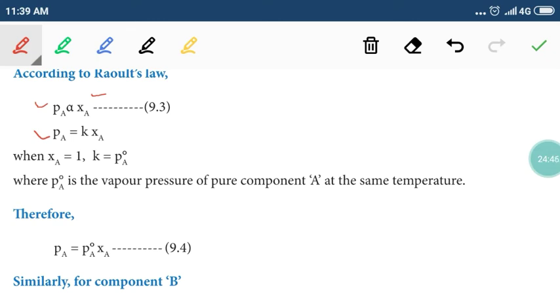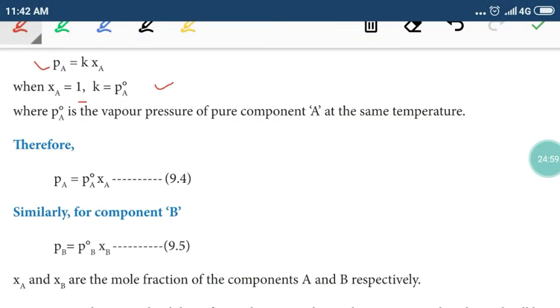Consider the mole fraction is 1. When the mole fraction is 1, what will be the K value? K value is equal to PA. So we may write it as PA naught. It's called the partial pressure of pure component A. In the same way we may apply this for another component B.